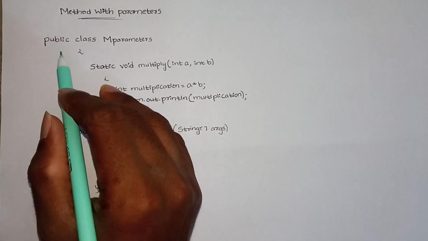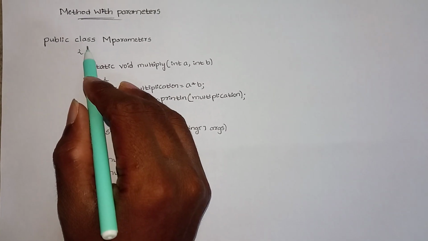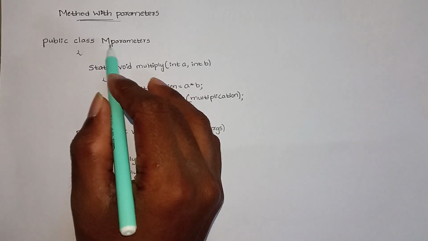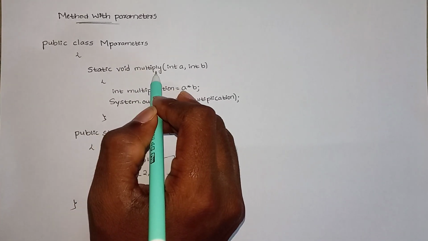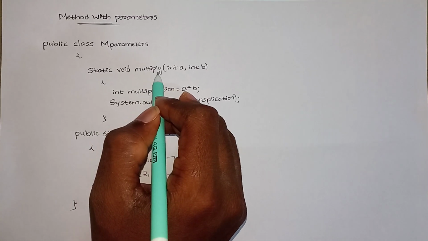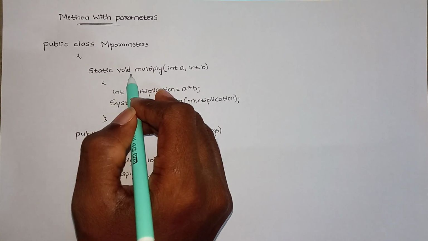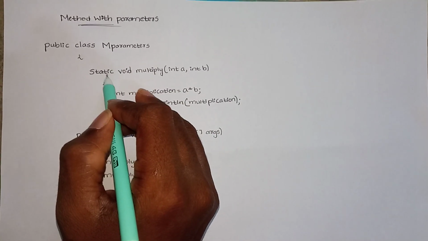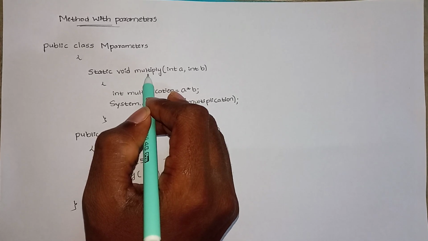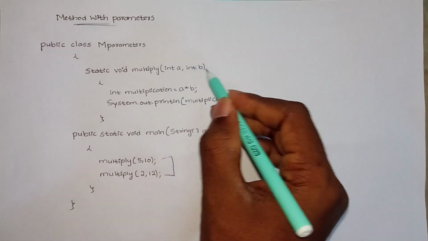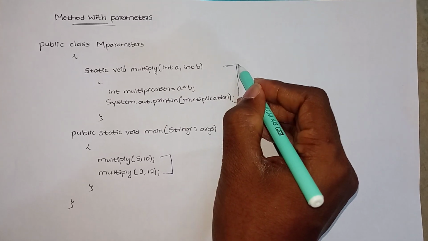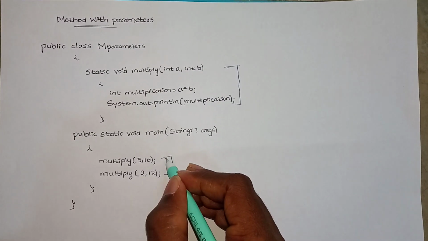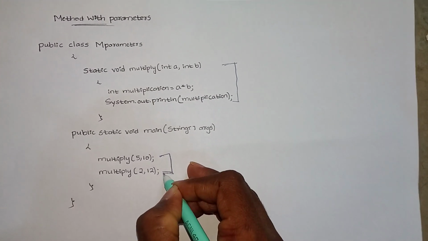So here you can see public is the access modifier, class followed by class name. So here m parameters is the class name. Inside it we have declared a method, that is a user defined method multiply, having the return type as void, and it is static, so it is a static method. Normally we call it the function definition or the method definition, and this is the method call.